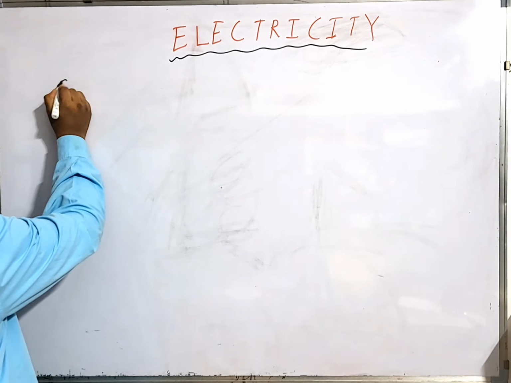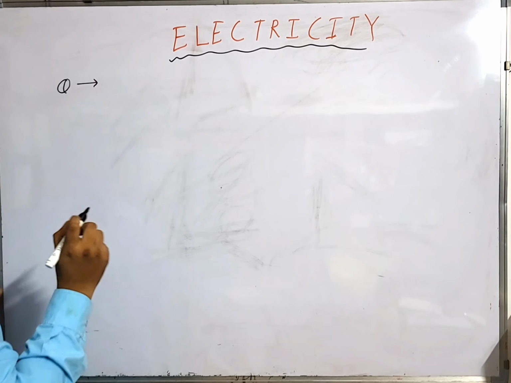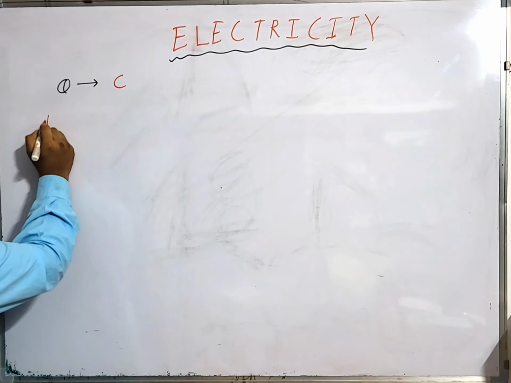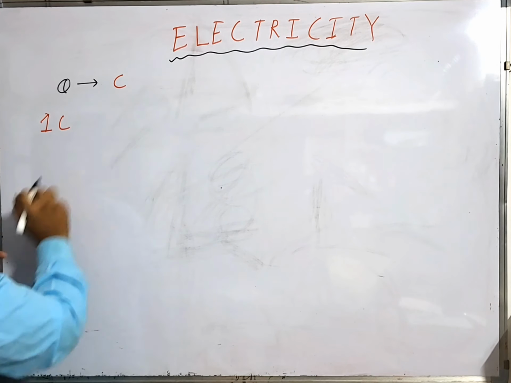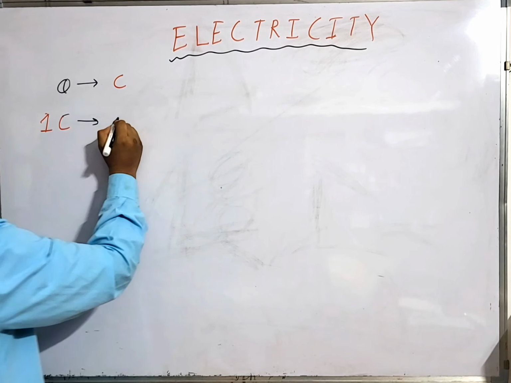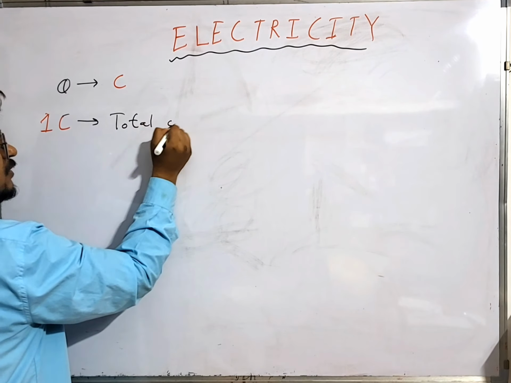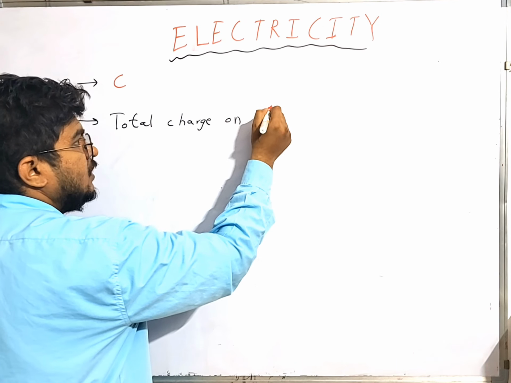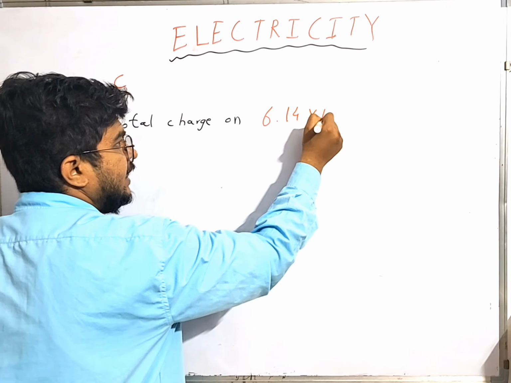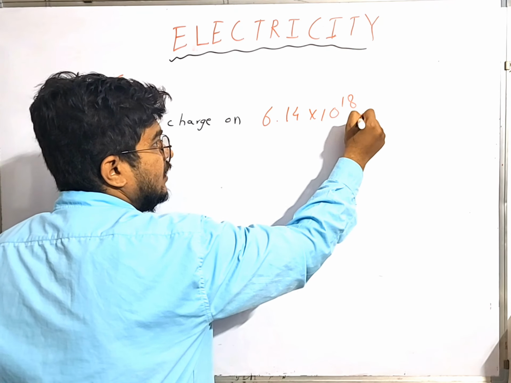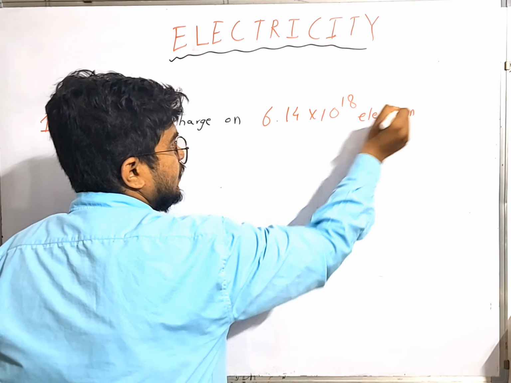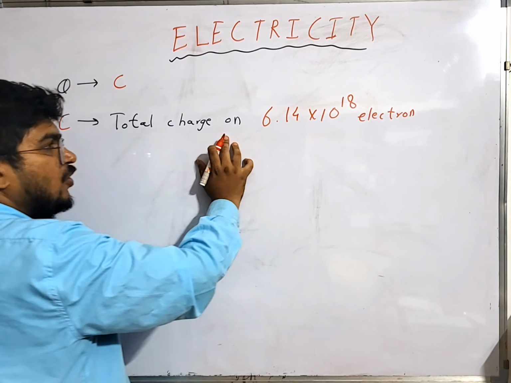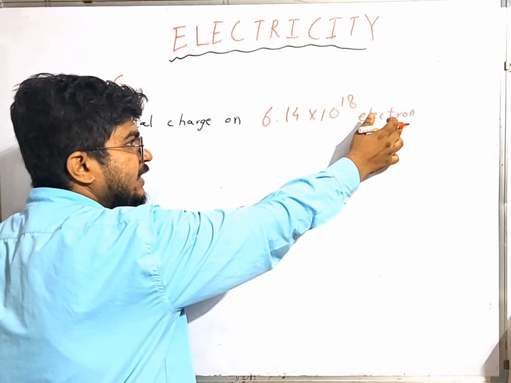Now, electric charge is denoted by Q and its SI unit is coulomb. Now, 1 coulomb is equal to the total charge on 6.14 into 10 raised to 18 electrons. Okay, 1 coulomb means how much? 1 coulomb means total charge on 6.14 into 10 raised to 18 electrons.